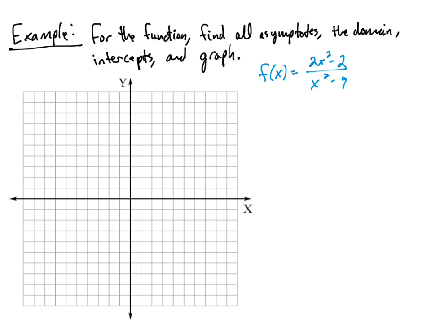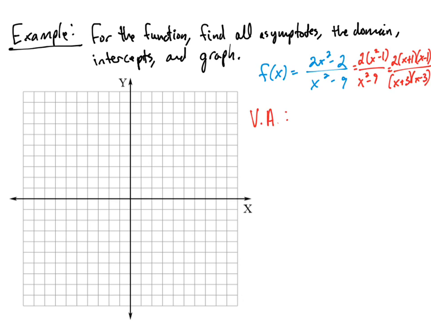Okay, so first let's find the vertical asymptotes. Anytime we have a rational function, it's probably a good idea to factor this as much as we can. So 2x squared minus 1 in the numerator, x squared minus 9 in the denominator, and then we have a difference of squares in the numerator. So it factors to 2x plus 1, x minus 1. In the denominator, we have x plus 3, x minus 3. So we want to see if any of the factors cancel, and they don't cancel.